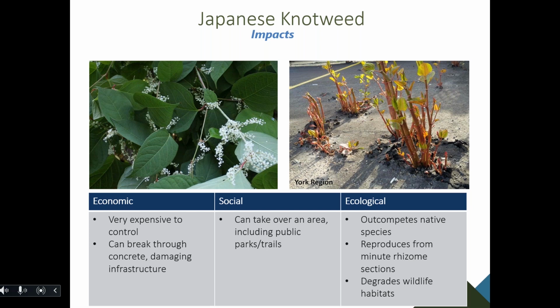Some of the societal impacts are it can take over an area, including public parks and trails. It can become very unruly and hard to manage. Ecological impacts include outcompeting of native species and quick reproduction through those minute rhizome sections or those underground stems, as well as degrading wildlife habitats.